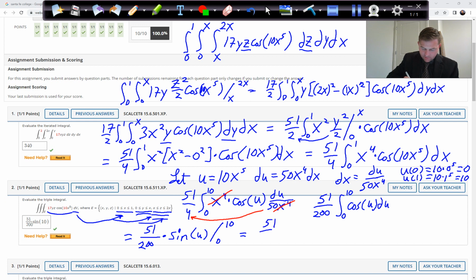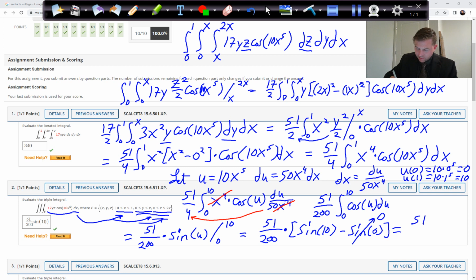So this is 51 over 200 times sine of 10 minus sine of 0, the lower limit. But sine of 0 is 0. So this whole thing will collapse to 51 over 200 times the sine of 10. Some number, but putting it with exact values, you would get that. That's problem 2.